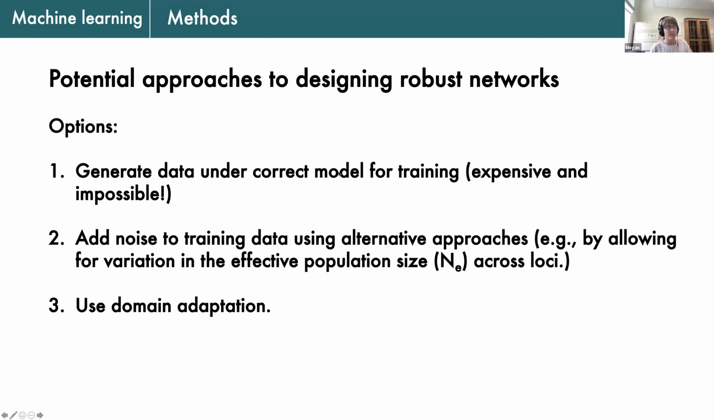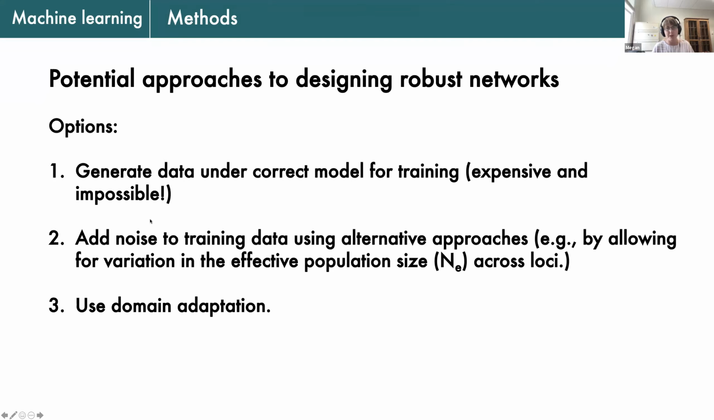The first option is to generate data under the correct model for training. I'm not going to actually show you results from this approach, although we are trying it, and it does work. The important caveat here is that this can be really expensive. If we need to generate lots of data under selection, those simulations are pretty slow. And even though they've gotten faster, that's pretty intensive computationally.